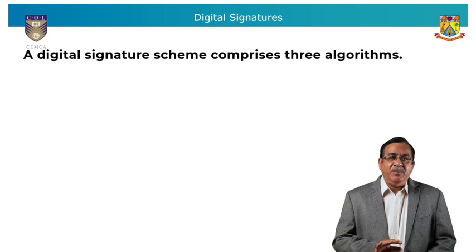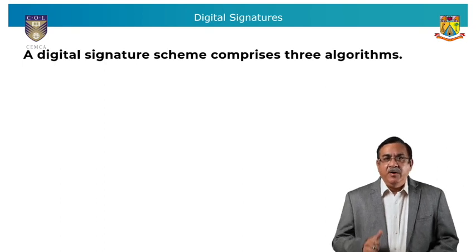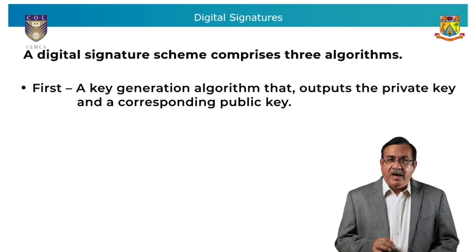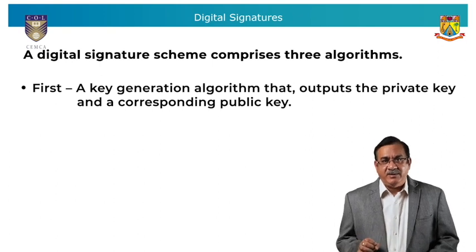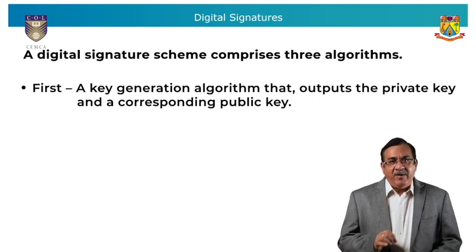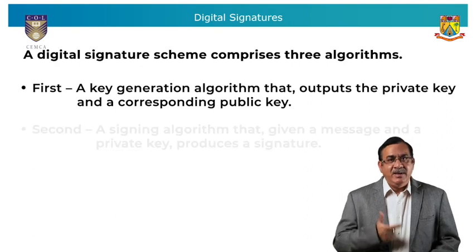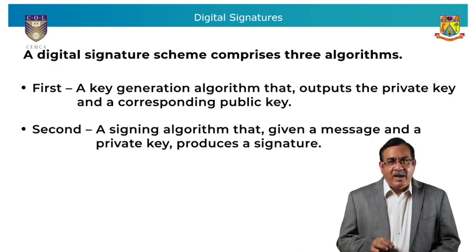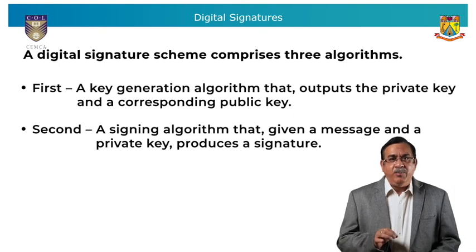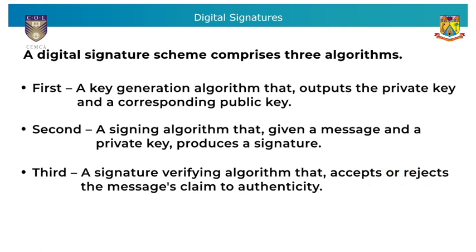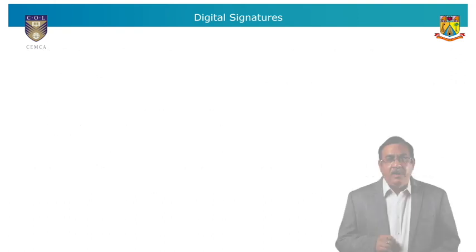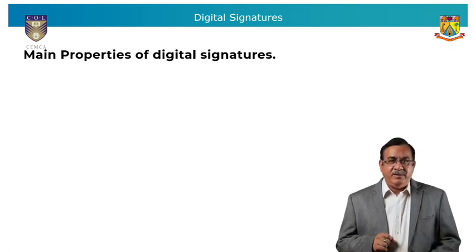A digital signature scheme typically consists of three algorithms. First, a key generation algorithm that selects a private key uniformly at random from a set of possible private keys. The algorithm outputs the private key and the corresponding public key. Second, a signing algorithm that, given a message and a private key, produces a signature. And last, a signature verifying algorithm that, given the message, public key, and signature, either accepts or rejects the message's claim to authenticity.